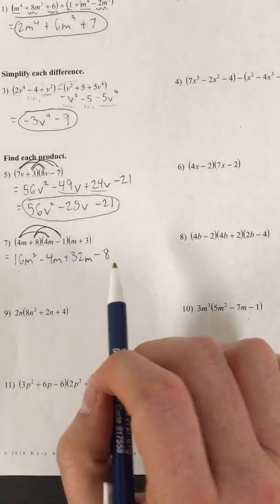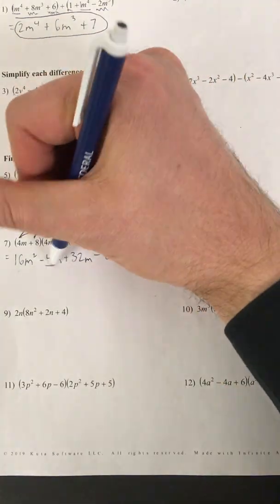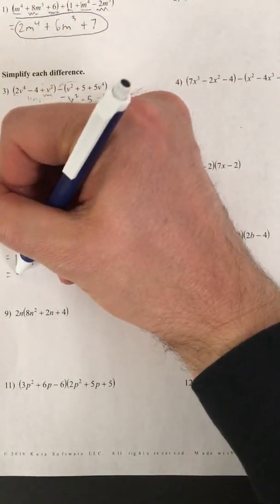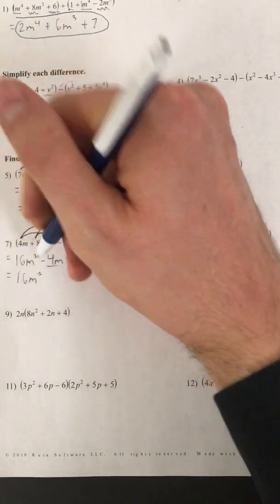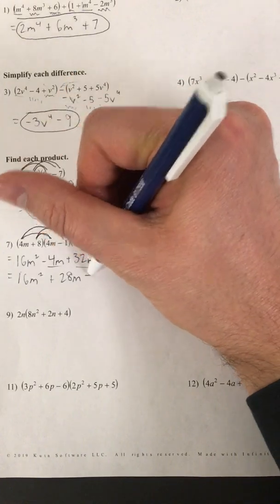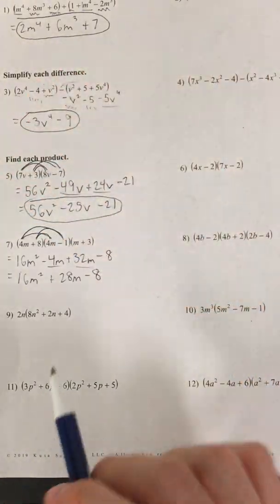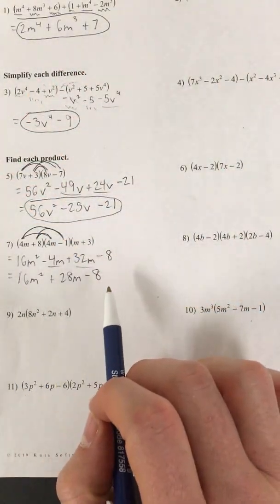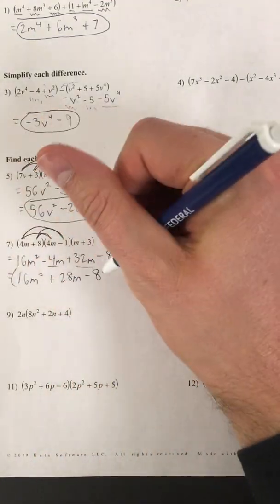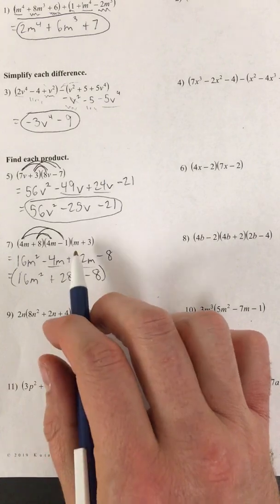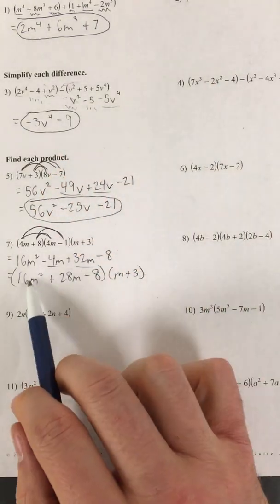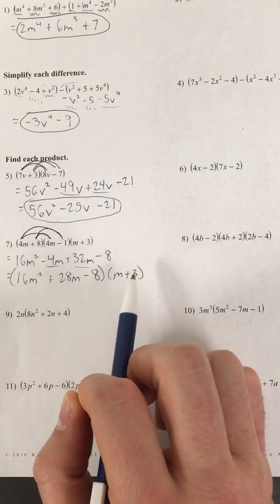Now, is there anything I can combine together? Yeah, right here, negative 4m and 32m. That's going to give me 28m. So now this becomes 16m squared plus 28m minus 8. Now that's not the final answer, because what have I not used yet? I haven't used the m plus 3. So now I'm going to have to take that answer I got and multiply each of those by m plus 3.